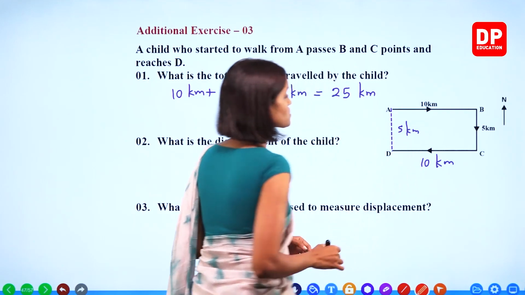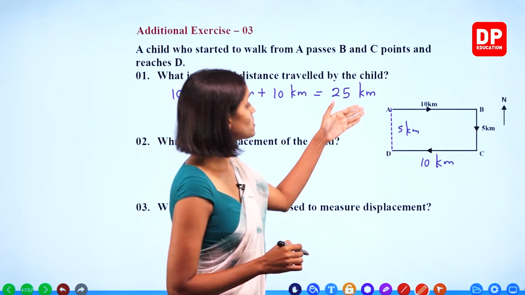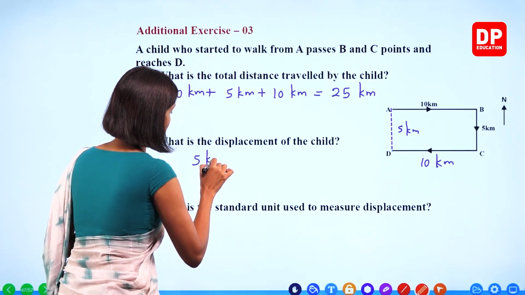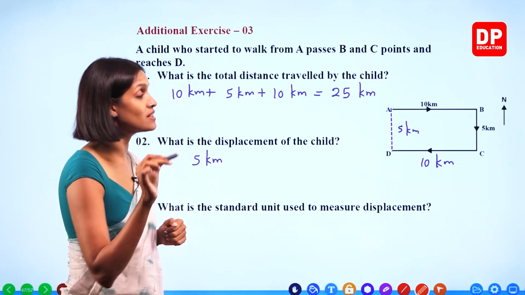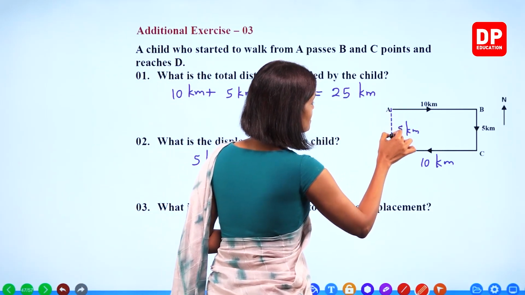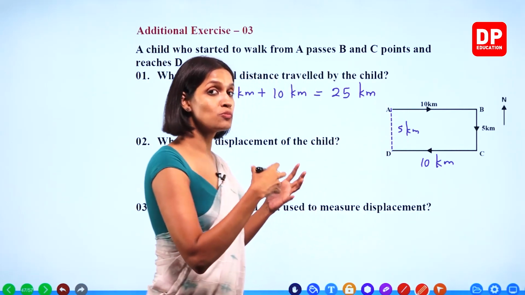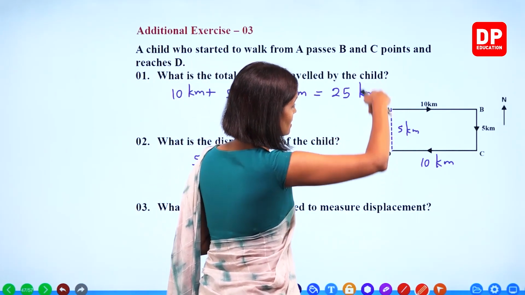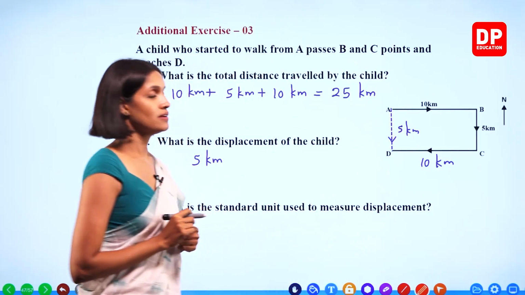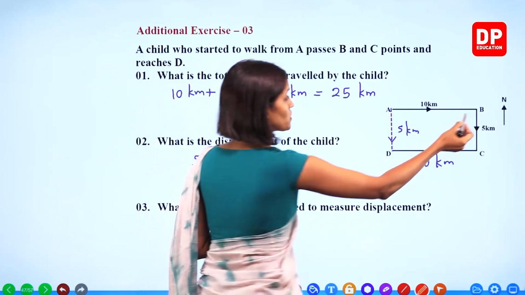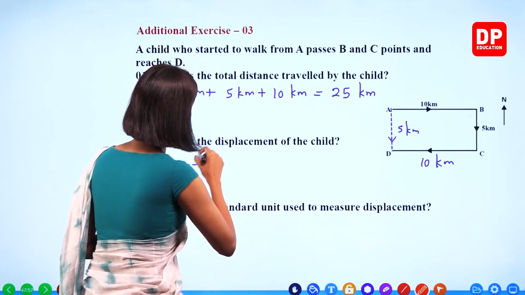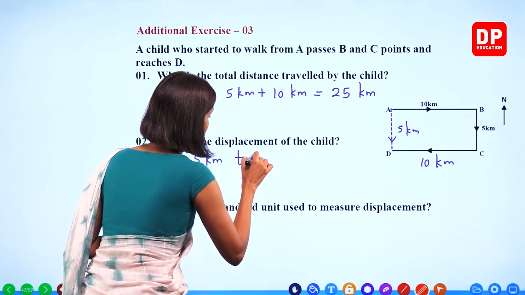Right, children? So displacement means the linear distance between A and D. So what is the displacement? 5 kilometers. You need to mention the direction too. Right? So this is the start, this is the end. So what is the movement? From here to here, A to D. Therefore, this is the direction. What is the direction? If you consider this is north, this is towards south. Right? 5 kilometers towards south.